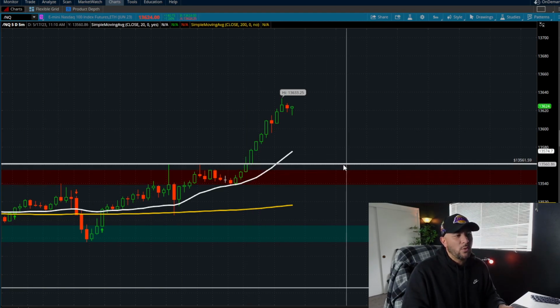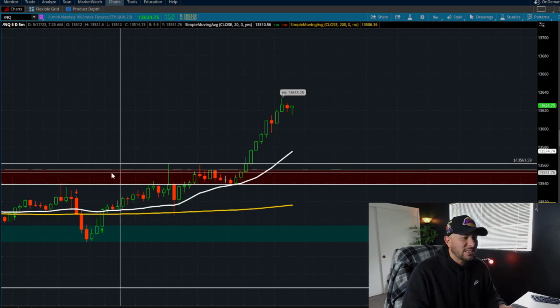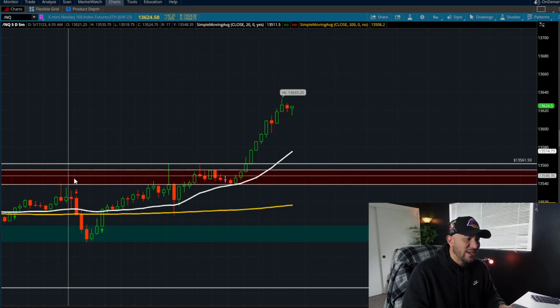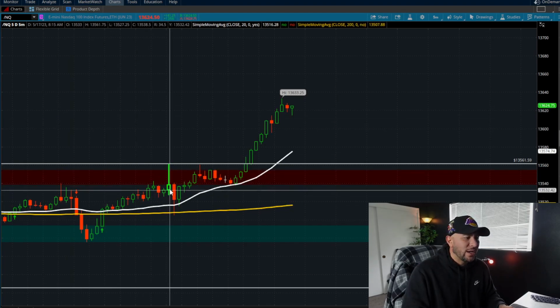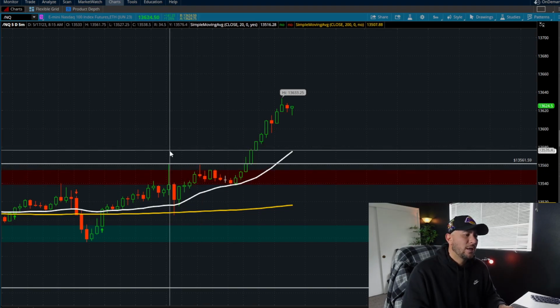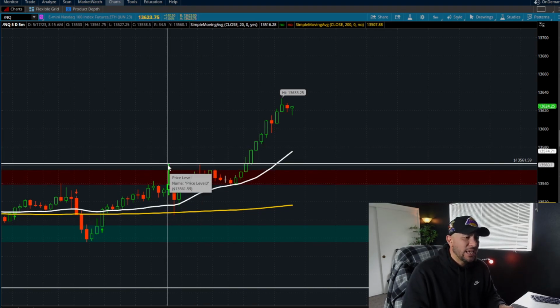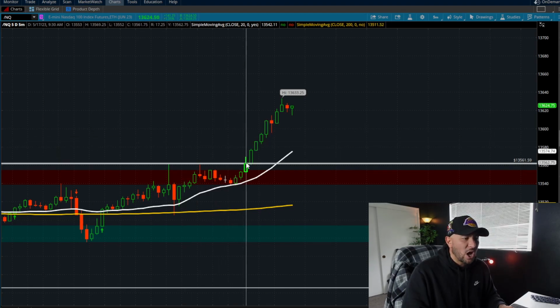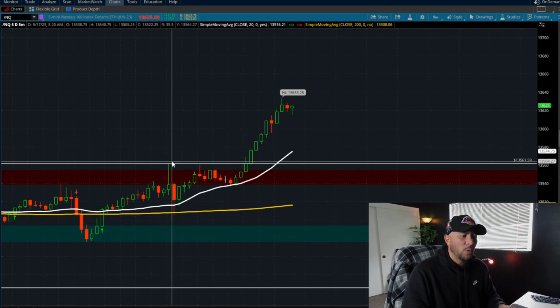I'm going to say that one more time. If the red box is our supply zone, going back to yesterday's high, what we're looking for is a break of supply, put in a new high, that becomes our pivot. Our entry becomes the confirmation over the pivot. I hope that makes sense.